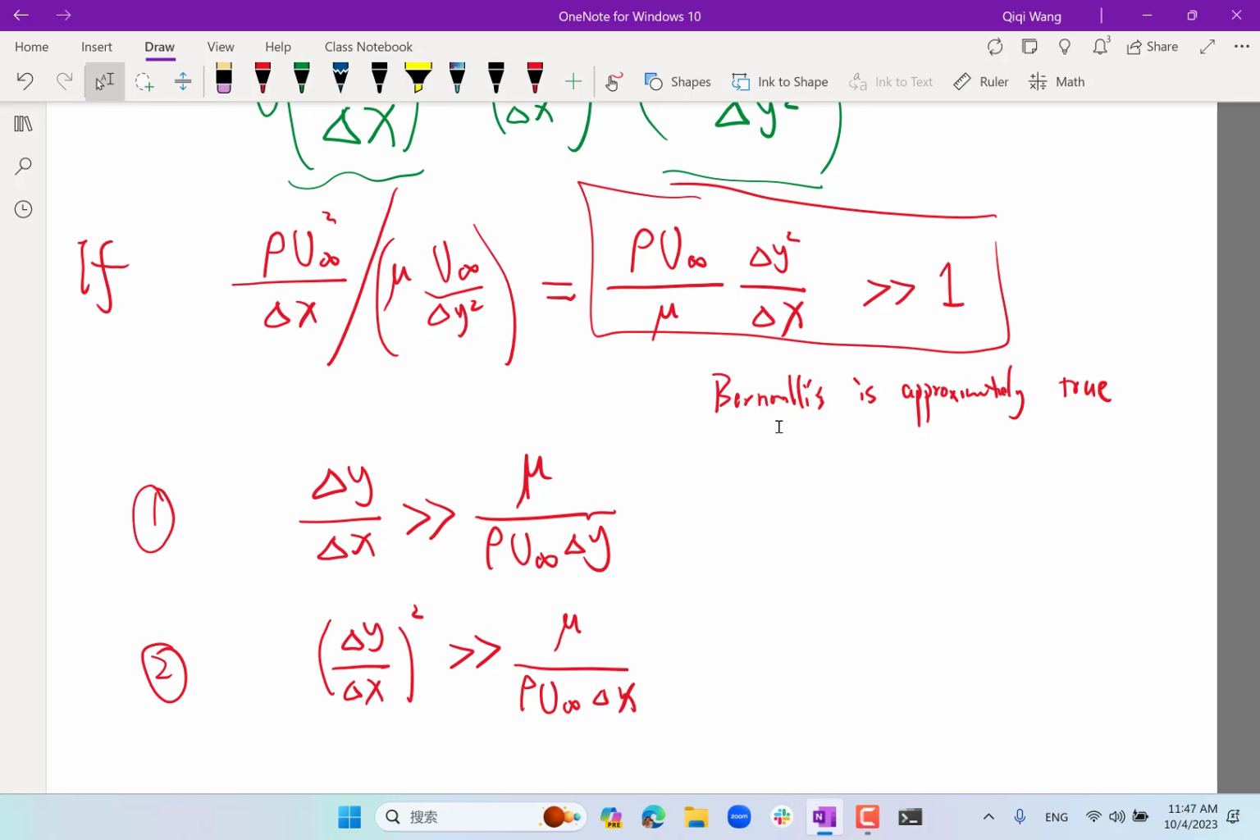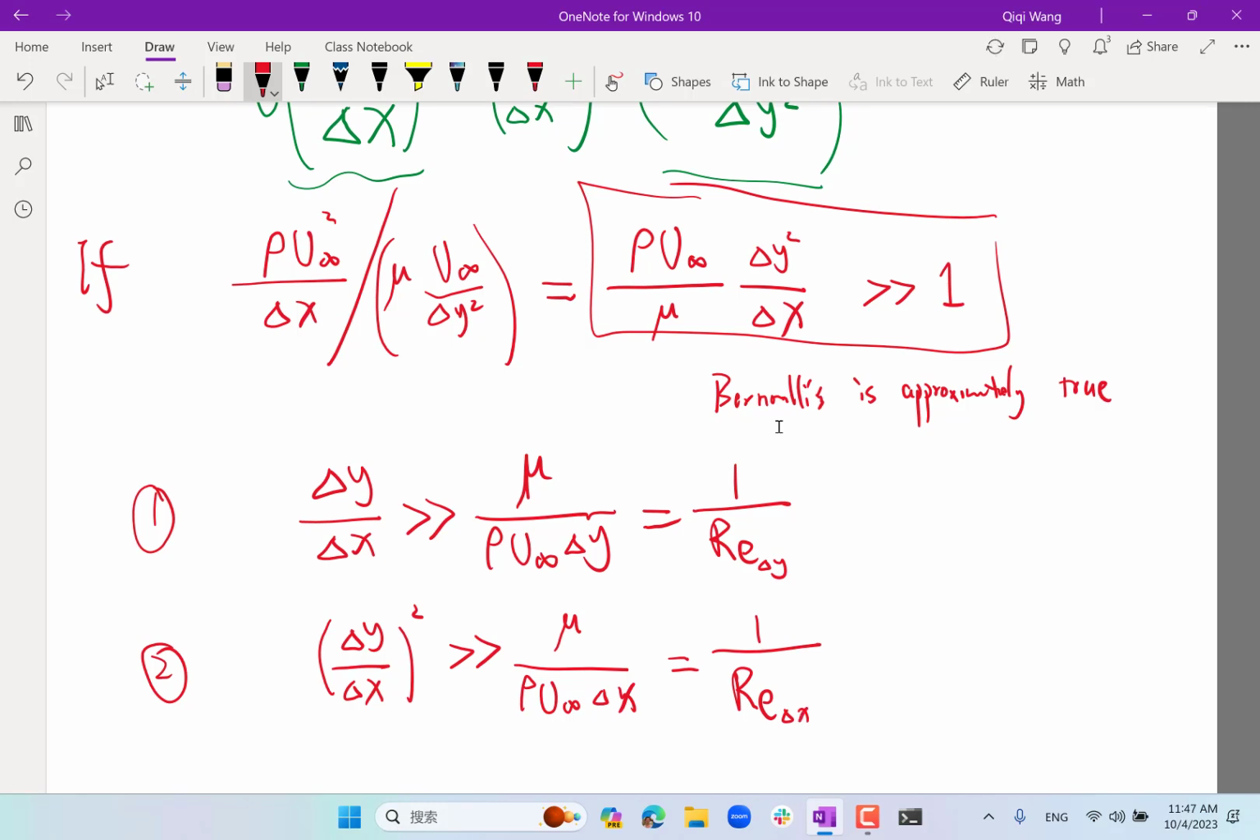And this is the condition over which you can approximately use Bernoulli's equation, right? Which means the stagnation pressure is approximately constant. Yes? That Reynolds number. Yes. So on the right-hand side, this is exactly the definition of the reciprocal of the Reynolds number. So this is the Reynolds number defined in terms of delta y, and this is the Reynolds number that's defined in terms of delta x.